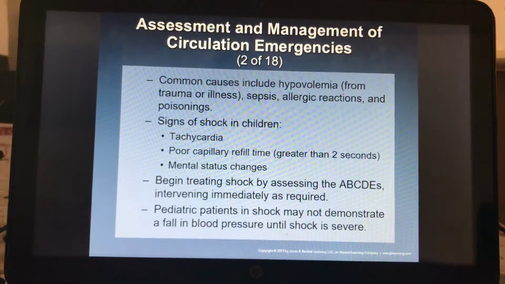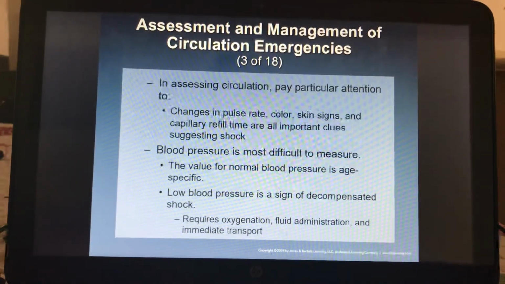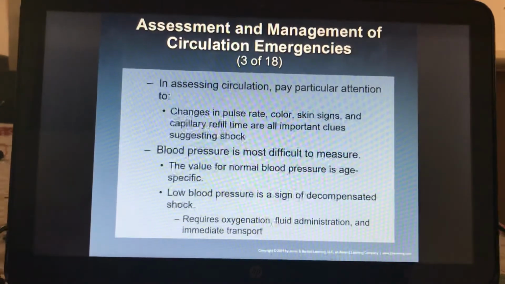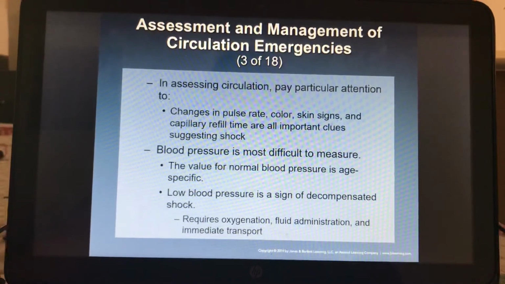Signs like tachycardia, poor cap refill time, mental status changes, stuff like that. Blood pressure may be difficult to measure. Usually one of the telltale signs for shock in adults is their heart rate goes up, their blood pressure goes up, and they're compensating. And it's called compensated shock.